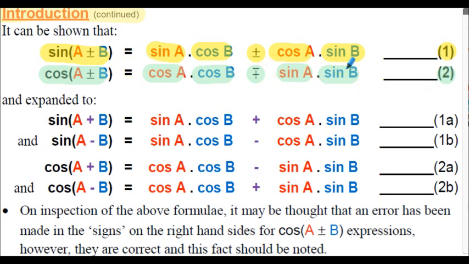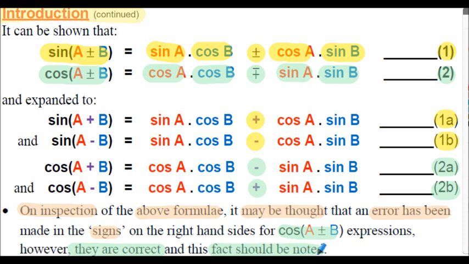If I now expand equation 1, accounting for the plus and the minus, I form equation 1a and equation 1b. And expanding equation 2 above, again accounting for the minus and the plus, I form equation 2a and equation 2b. Now, on inspection of the above formulae, it may be thought that an error has occurred where the signs are specified on the right hand sides of the formula cos of A plus or minus B. However, these are correct and something that we should note when applying the respective formulae.